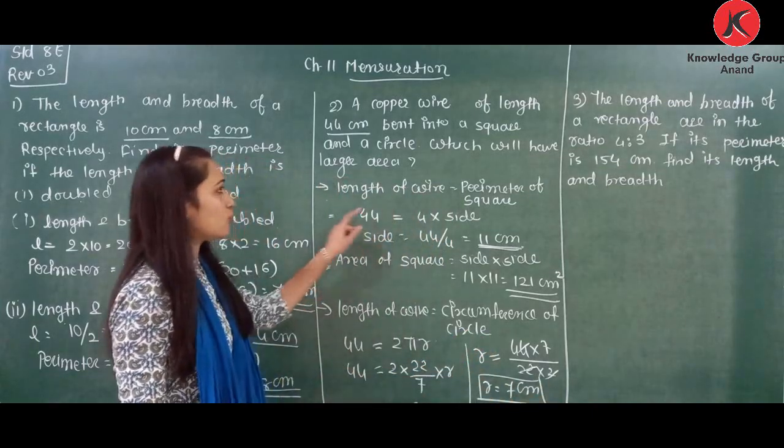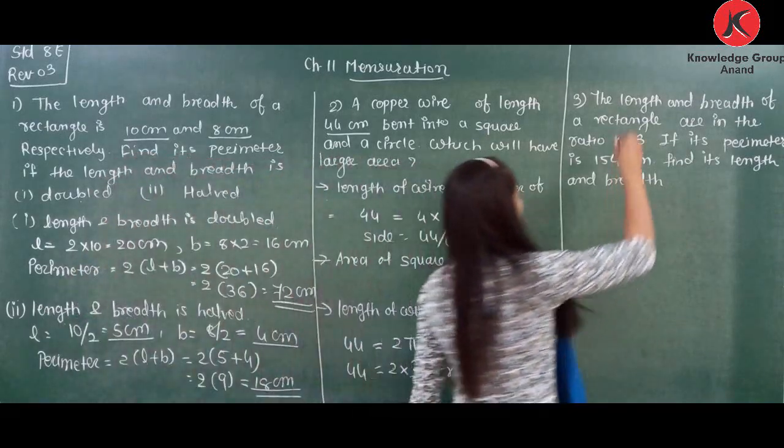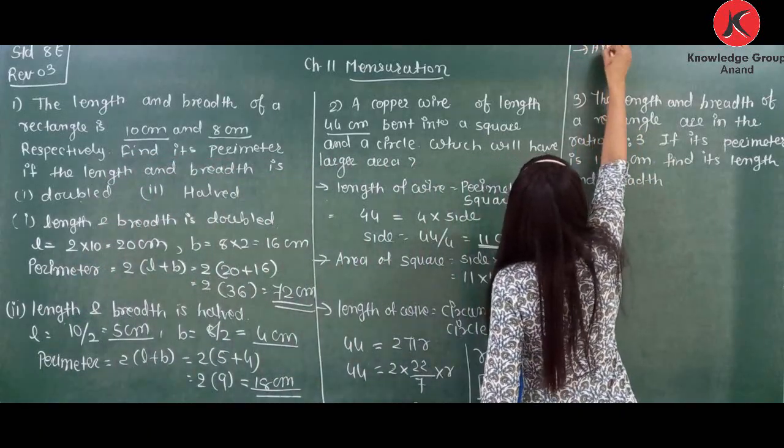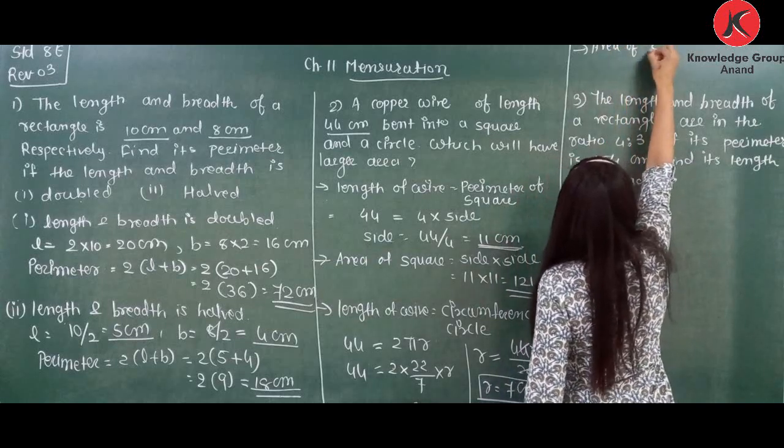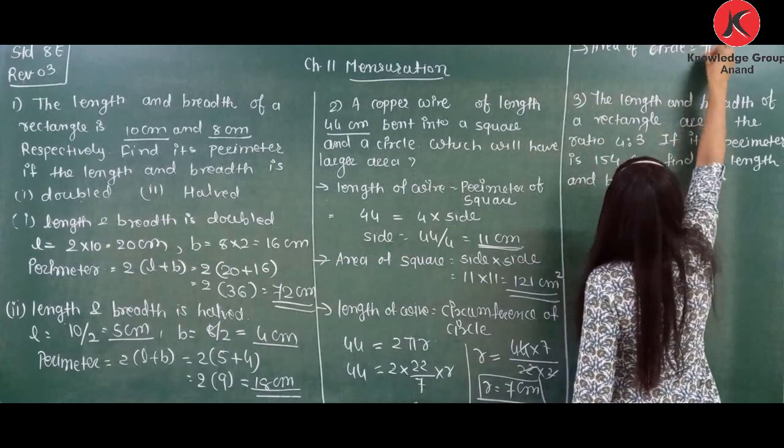If we have the value of the radius, 7 centimeter, we can find the area. So we can write here area of the circle is pi r square.